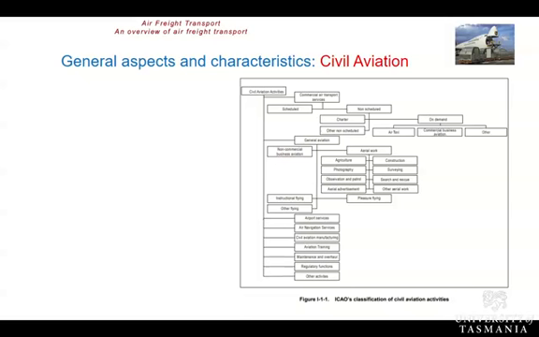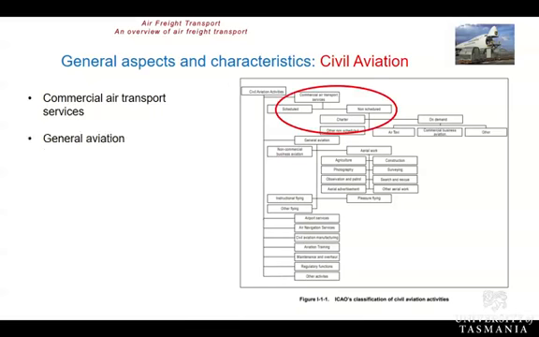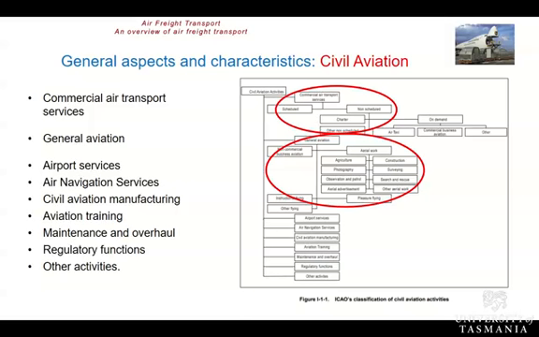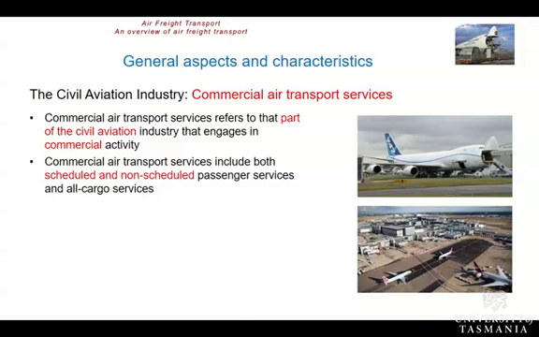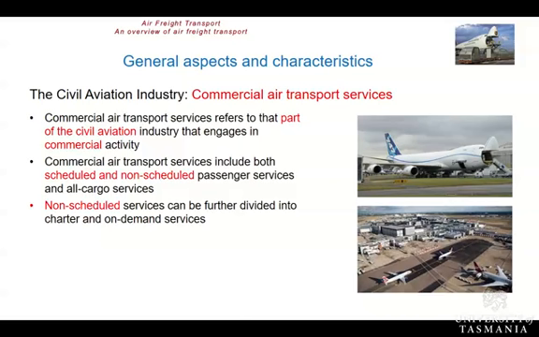Now, ICAO have got a definition of civil aviation, and essentially what they say is that it's made up of three main areas. The first area is commercial air transport services, which you can see up here. Second area is general aviation, which is down here, covers a few things there. And then it's got a range of other different types of services. For the purpose of our work this particular semester, we're going to focus on the first one, which is by far and away the largest single element of civil aviation, and that's commercial air transport services. And as the name suggests, it's anything to do with the aviation industry that's of a commercial nature. So that could be both scheduled and unscheduled passenger service or all cargo services, and it could be non-scheduled services along the lines of charter and on-demand services.